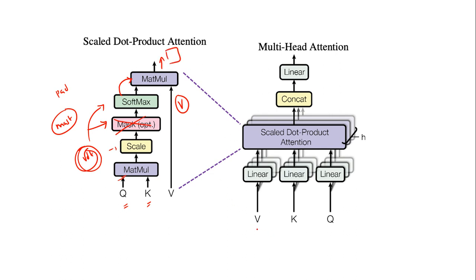And as I already told you how we get v, k and q, we have the embedding size and we multiply with different weights. In this way we get the q, k and v matrices and we found self-attention. In the next video I'll teach you how to calculate multi-head attention.